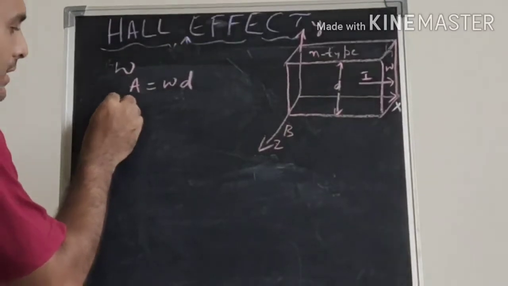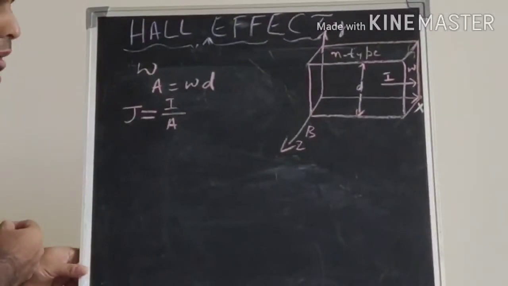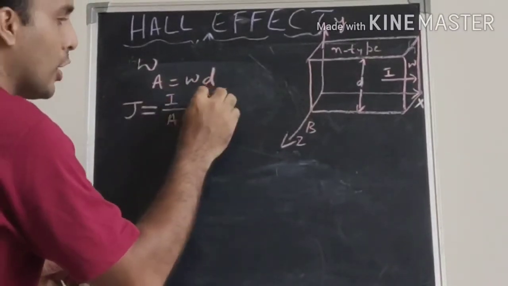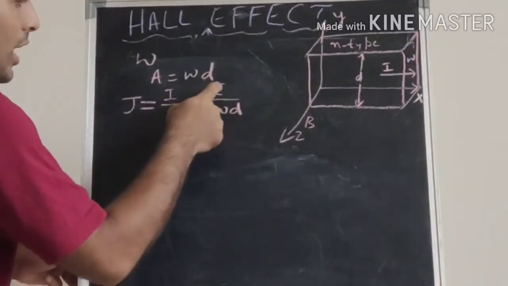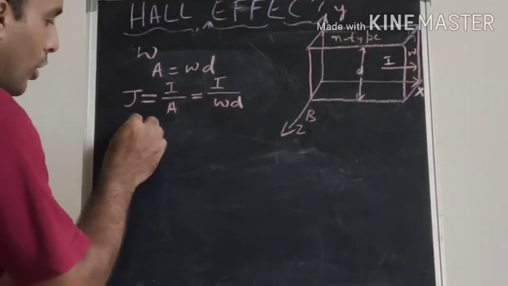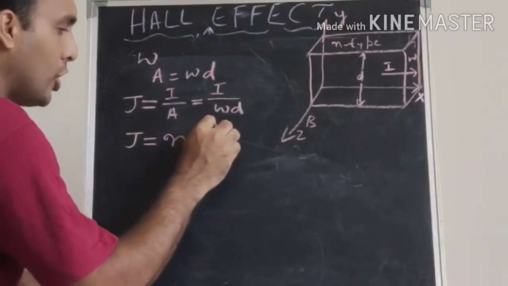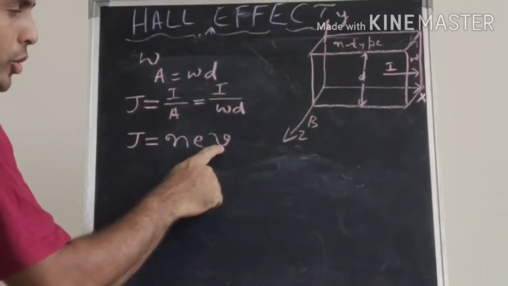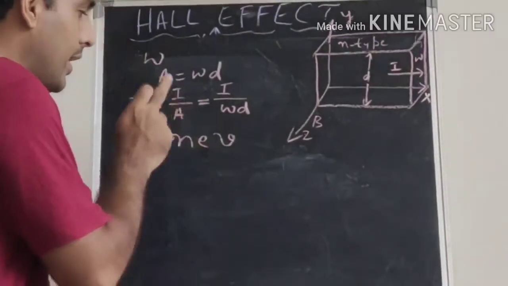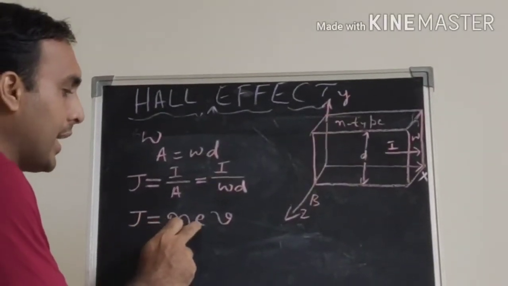But we know that the current density J is equal to current by area. The current flow is I and the area is W into D, so J is equal to I by W into D. Also, we have the equation for current density J is equal to N into e into V, where V is the drift velocity, e is the charge of the electron, and N is the carrier concentration.